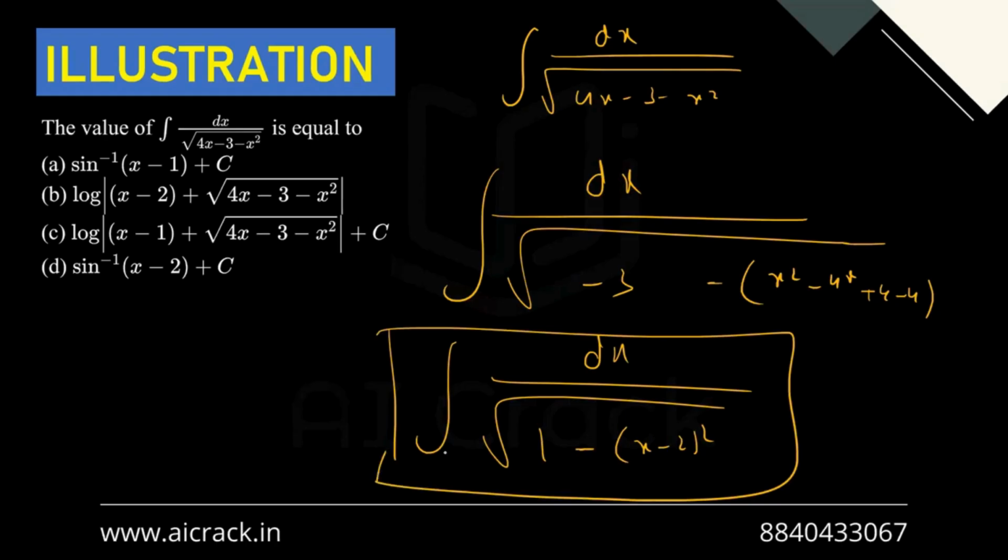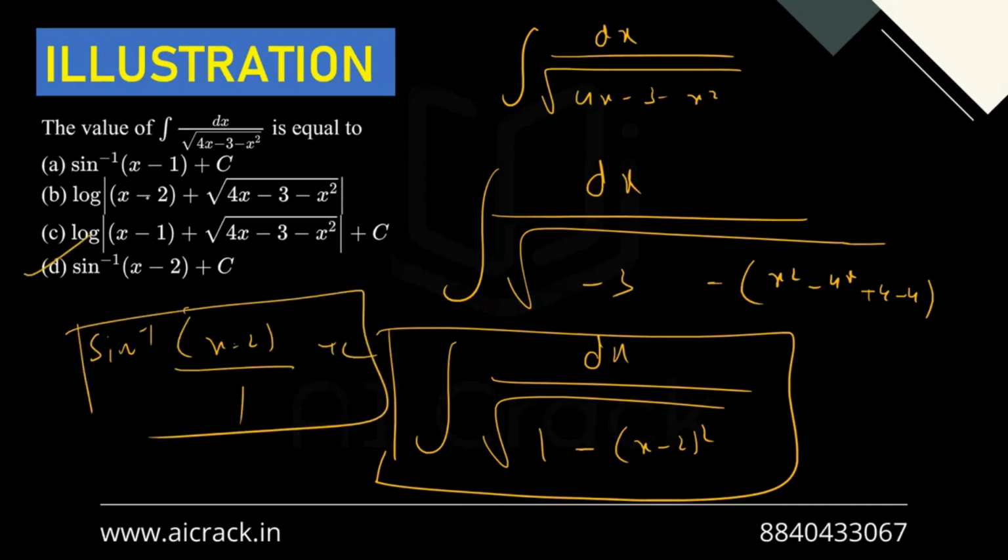Now you can simply see that this is a very standard format. Now this is nothing but sine inverse of (x minus 2) divided by a, that is 1, plus c. Simple. D is the correct answer, right?